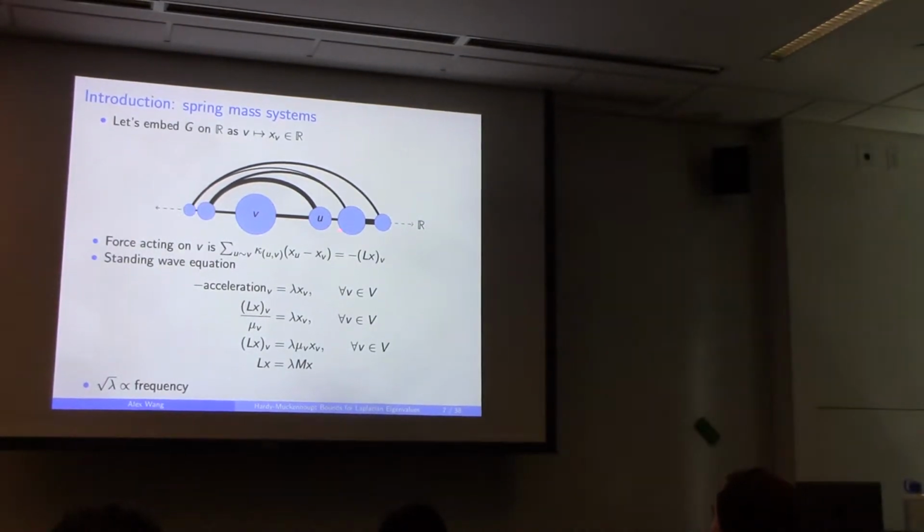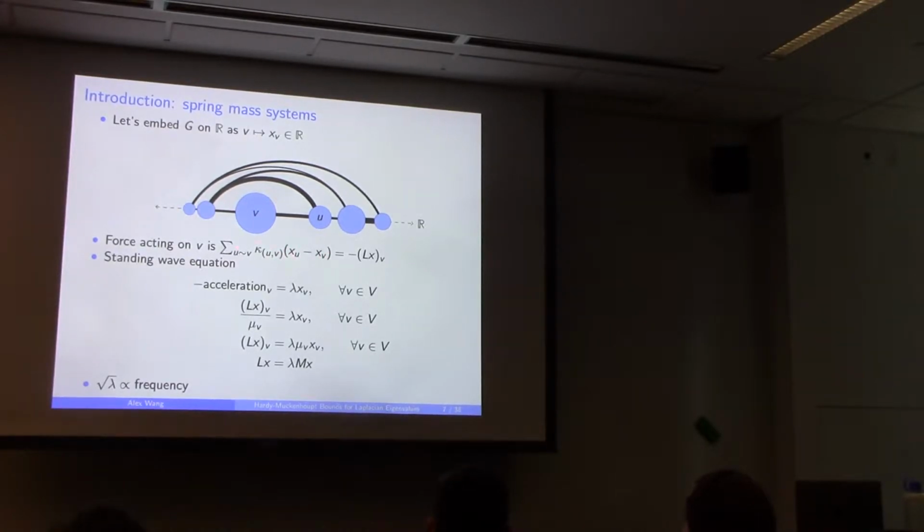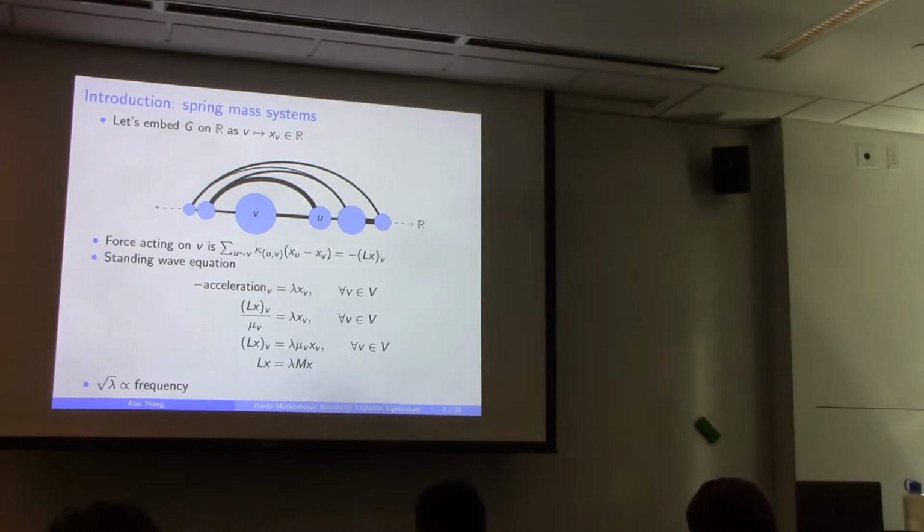U is going to pull V to the right, and this vertex here is going to pull V to the left. Right, and the force acting on it is just going to be kappa_uv times (x_u minus x_v), summed over all the edges connected to V. And we'll notice that this is nothing except, up to the sign here, the Laplacian of x's vth entry.